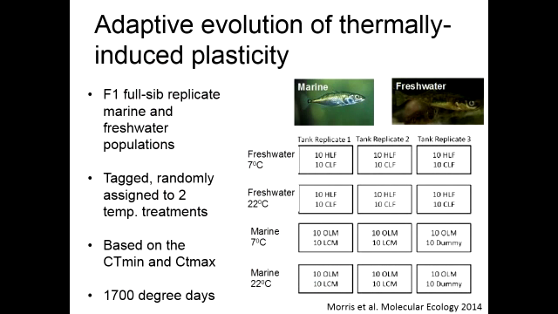The way that Matthew did this is he used the same marine and freshwater populations that we had used in that study, and he used F1 full sibs from replicate populations, so we had 2 of each type. He tagged and randomly assigned these F1s to 2 temperature treatments, 7 degrees and 22 degrees, meant to closely mimic the upper and lower thresholds of temperature tolerance in this species based on their critical thermal minimum and maximum temperature. And then he allowed these fish to persist in these environments for 1,700 degree days.